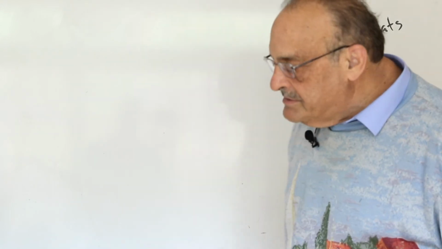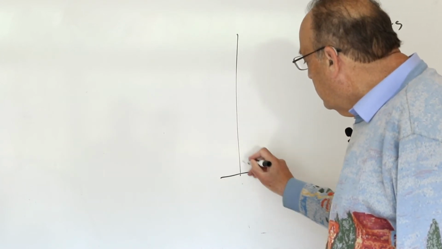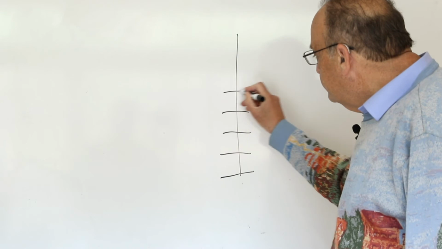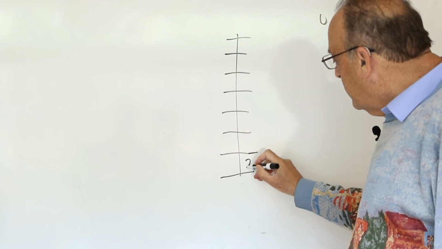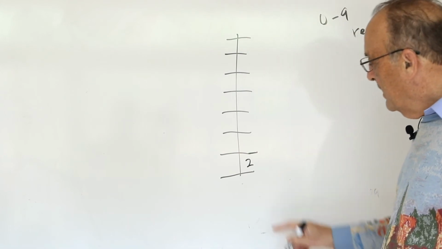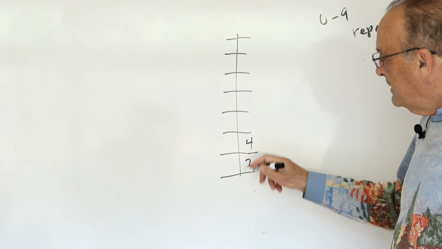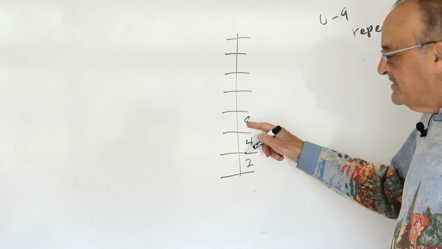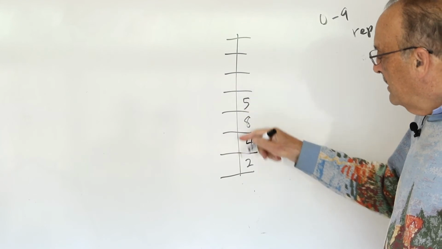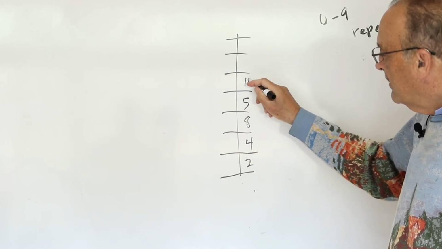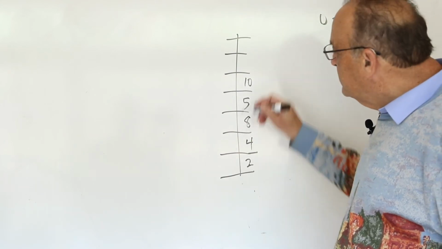Let me show you what that means. So if we take like a little vertical line and we start, say, with 2. 2 is one of the primitive roots of 11. And you go 2 times 2 is 4. 2 times 4 is 8. And 2 times 8 is 16. Then you subtract 11. So you get 5. 2 times 5 is 10. 2 times 10 is 20. Take away 11 is 9.